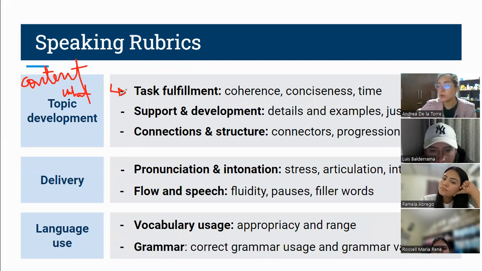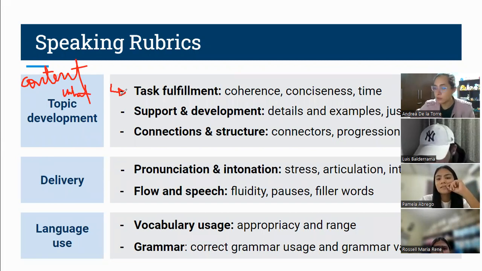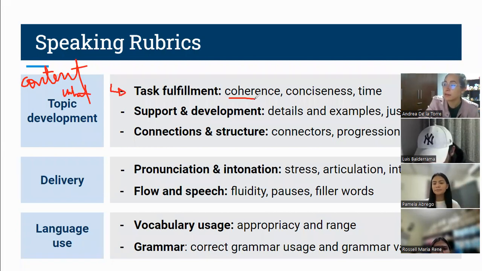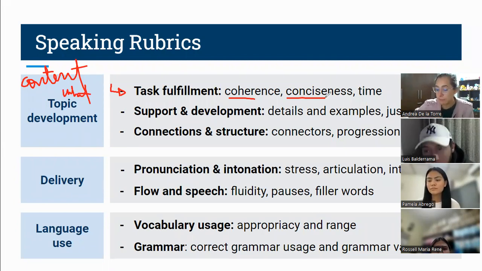So in order for you to fulfill the task, to answer the question properly, your response needs to make sense. It needs to be logical. It needs to be coherent. It also needs to be concise. That means that you should try to avoid being redundant or repetitive.